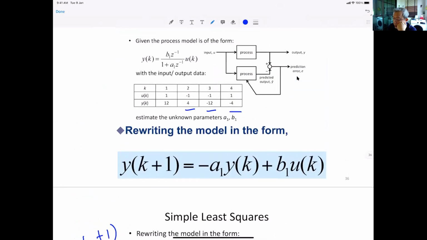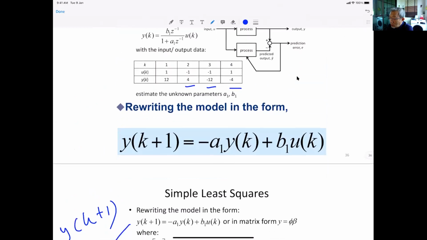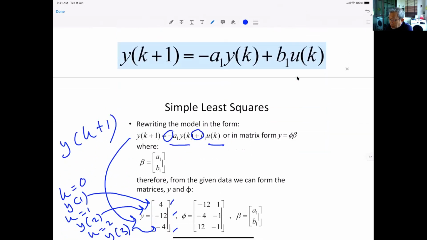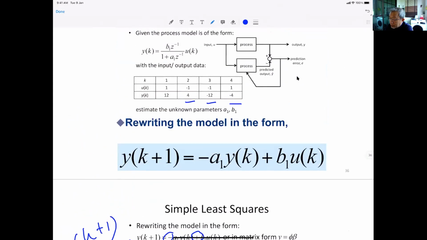Okay, so we have to follow this one, 2, 3, and 4. So 4, minus 12, and minus 4 will be the definitions for vector y. And then for vector theta, we have input and output, which is here. Okay, so it's yk and uk. For y there is a negative, for u there is a positive. So we take from here: minus 12, minus 4, 12.